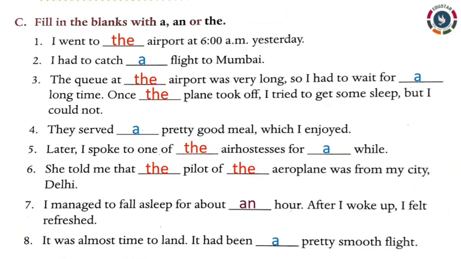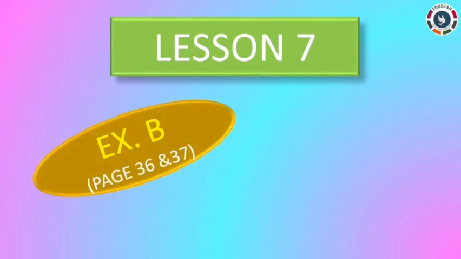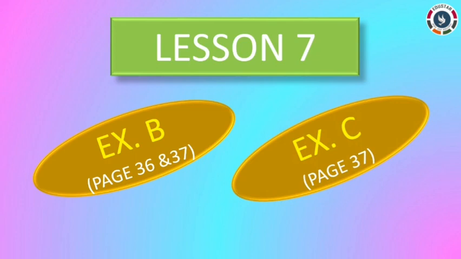Check the answers for exercise C in lesson 6. If you find any mistakes, correct them. Let me remind you again, in this lesson 7, you have to complete exercise B and C and send them through the mail.